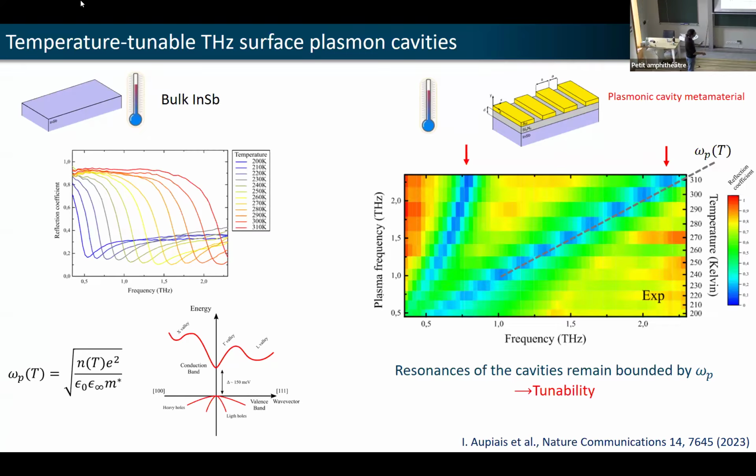Okay, this tells you two things. This tells you, okay, the material is tunable. You can tune the resonance of your cavity with temperature. Second thing is that you see that the cavity modes, whether it's the cavity mode or intercavity mode, they remain bounded by the plasma frequency. And this makes sense because these are surface plasmons only allowed to exist below the bulk plasma frequency. So if you tune it down, they just follow. Okay, so this gives you a mechanism for tunability.